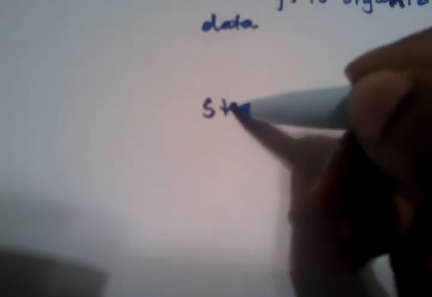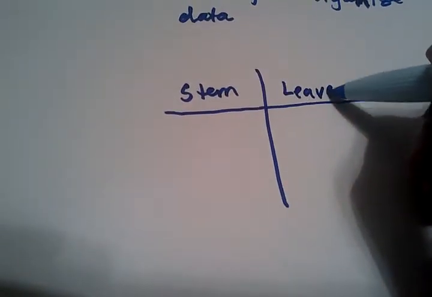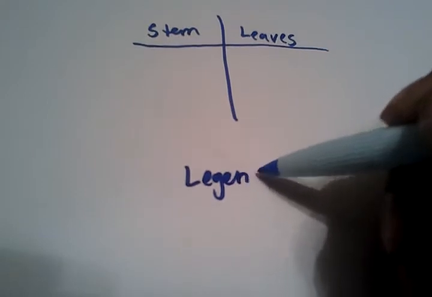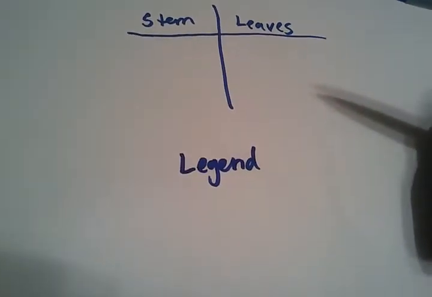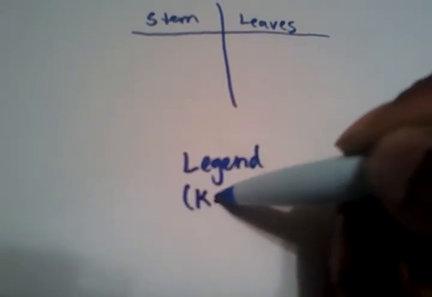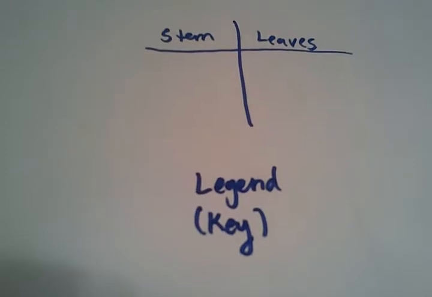Alright, so let's take a look at a generic stem and leaf plot. With a stem and leaf plot, you must have a chart. You're going to have a stem part, and then you're going to have your leaves. And you also have to have a legend. What your legend does, or sometimes they call it key, this lets the people know what kind of stem they have and what kind of leaves they have.